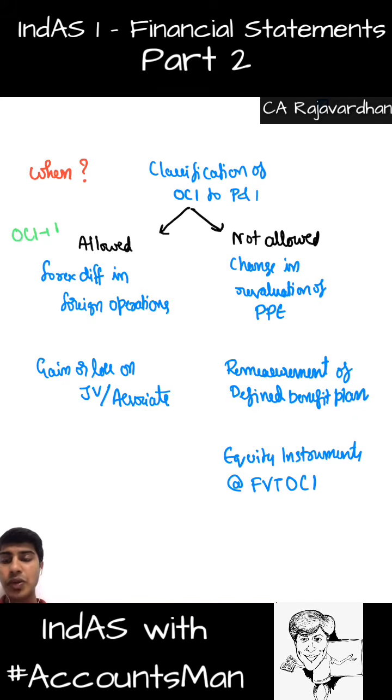So allowed in the sense what? Here it will go from OCI to P&L. Not allowed means what? Here it will remain as OCI only. So no transfer to P&L. It will remain as OCI only. So it will not get transferred to P&L.